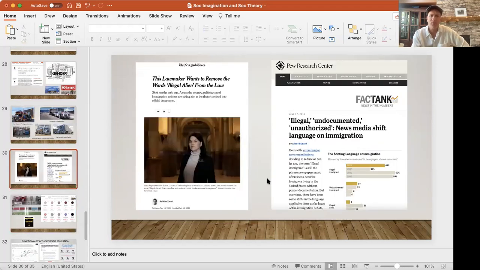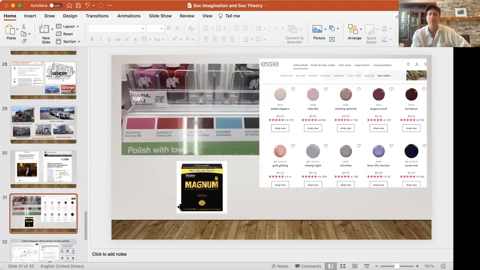Language is really powerful. So the idea of things like illegal, undocumented, unauthorized, that language shift is really important, to understand how language can shape our perceptions at an individual level, but also can shape policy at a much more macro level. Again, I started off the slides with thinking about going to a drugstore, and I saw this.